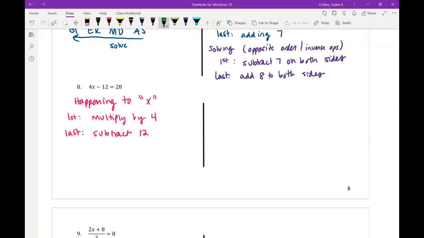So to undo that, if I were to work backwards to solve, my first step in solving would be to add 12 to both sides of the equation.